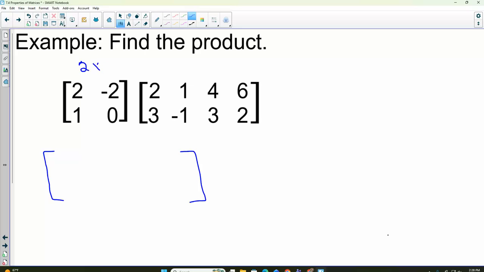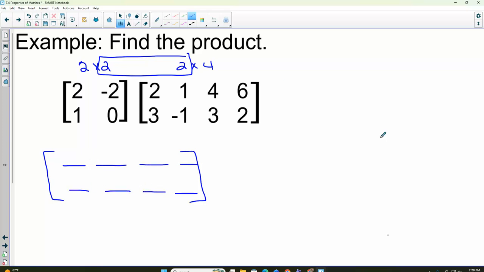The first one is a 2 by 2. Second one has 2 rows, 4 columns. So we can multiply them. How big is my final answer? 2 by 4. Okay. To get the first row of your matrix, you use the first row there. And then I go to each column. So you multiply the first numbers. 2 times 2 is 4. Negative 2 times 3 is negative 6. Add, we get negative 2.